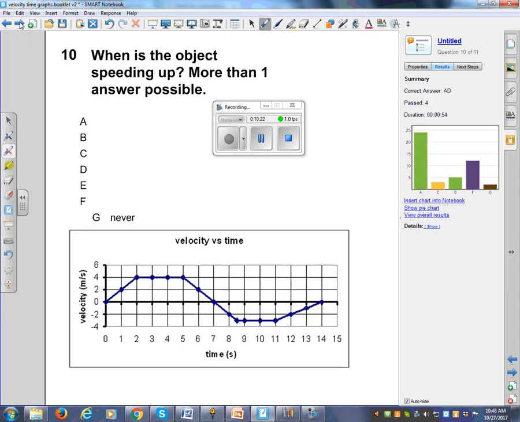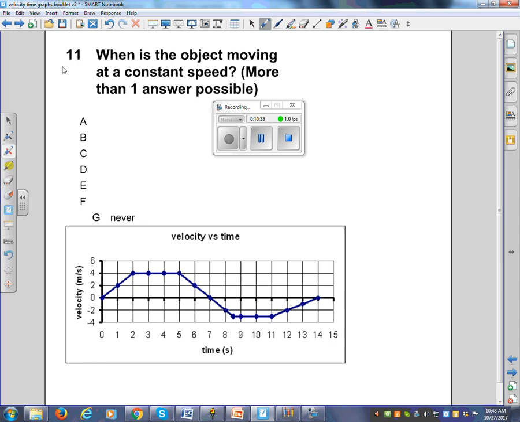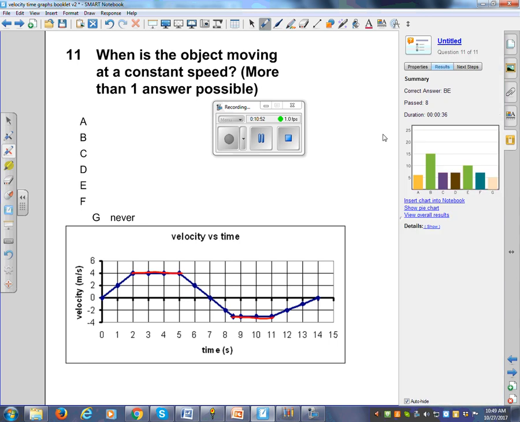When is the object speeding up? When the speed is moving away from 0. And the answers are A and D. At 11, when is it moving at a constant speed? Anna, you were asking about this one. When is it moving at a constant speed? That's when the velocity doesn't change. So that would be there and there. Intervals B and E.